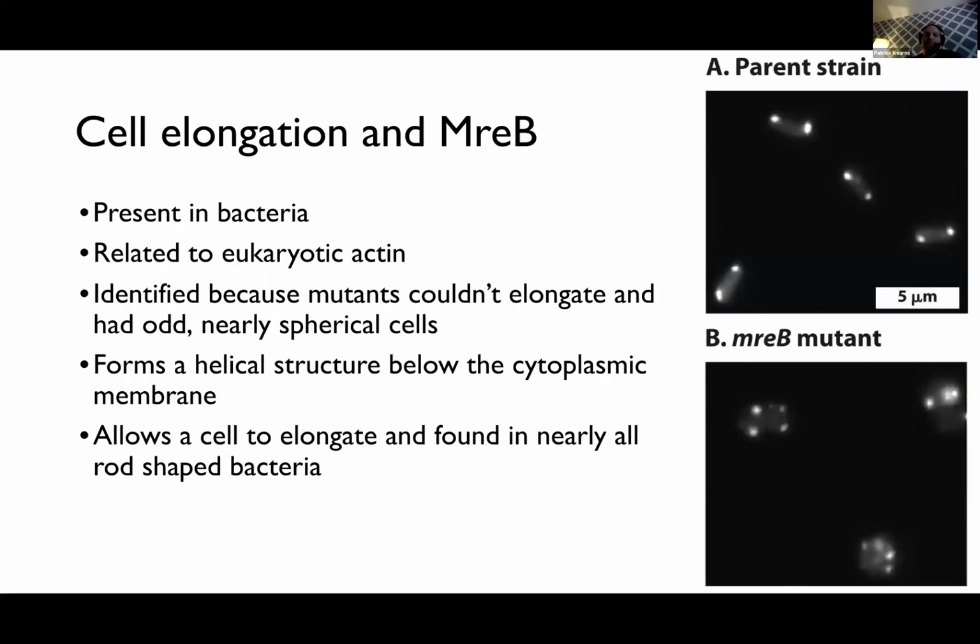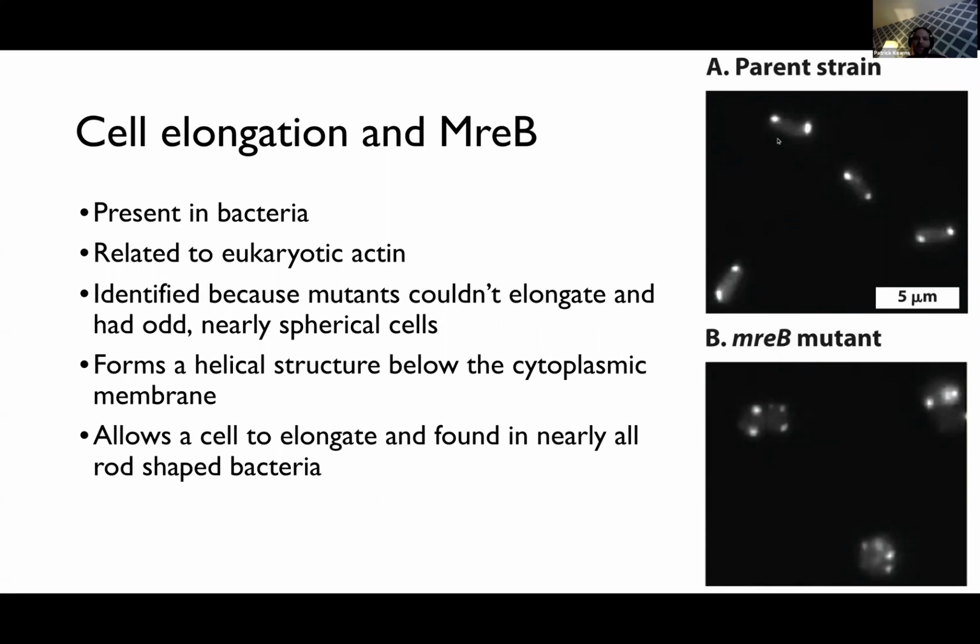Now, let's talk about MreB. It's present in bacteria, and it's related to eukaryotic actin. It was actually identified because mutants in MreB, meaning they lacked the capacity to express the MreB protein, couldn't elongate and had odd spherical shapes.